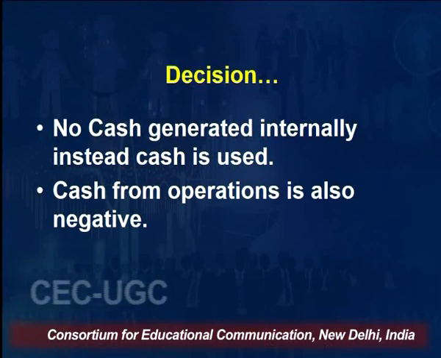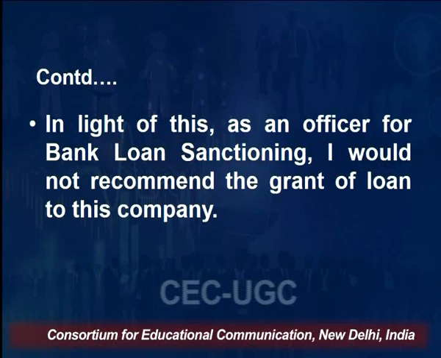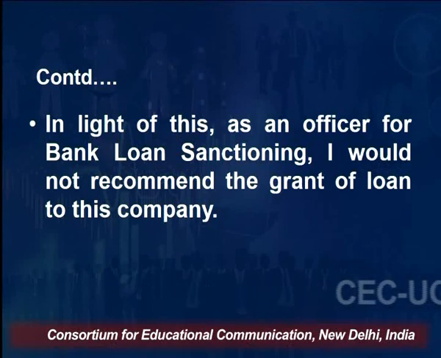And what is more important? The more important is the cash from operation is negative, and that becomes a point of concern for a bank manager. So as an officer, if I have to give my decision, I would say in the light of all this, as an officer for bank loan sanctioning, I would not recommend the grant of loan to this company. So my dear learners, to conclude, when you are giving your decision as a bank manager whether to sanction loan to this company or not, we have to basically bank upon the cash generation or cash used under operating activity. If your operating activity is generating a sufficient amount of cash, then there is no problem. You can recommend the sanction of loan to this company.